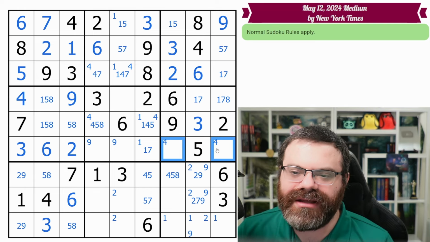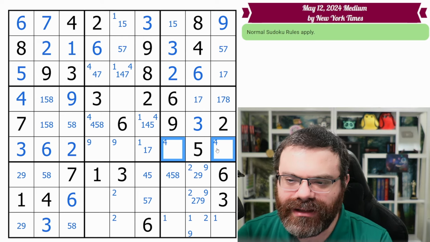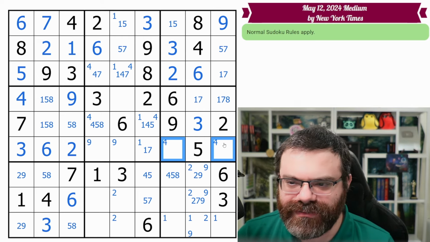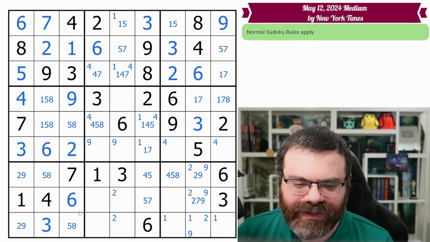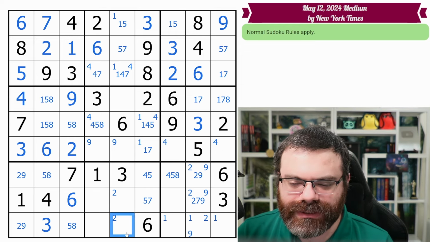This box we already checked. It was 1, 4, 7, 8 left here. There's nothing restricting that. So I don't think we're going to find anything beyond these pointing 4s that we already found. So we can move on to this box. This box we have full info. How about this box?